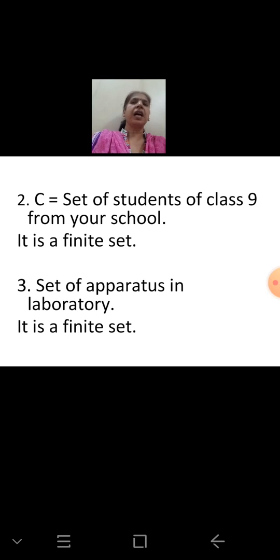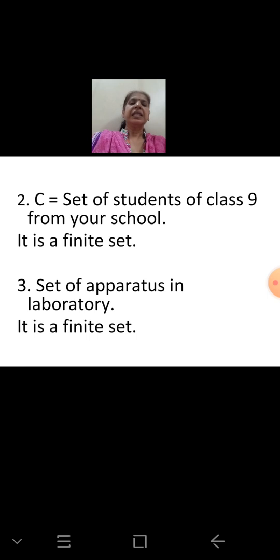Now here it is asked that set C, the set of students of class 9 from your school. Class 9, standard 9, we know the students. In each class, students have roll numbers. There's a record, which means we can count the number of students. So as the number of students can be counted, the elements are limited. So it is a finite set.